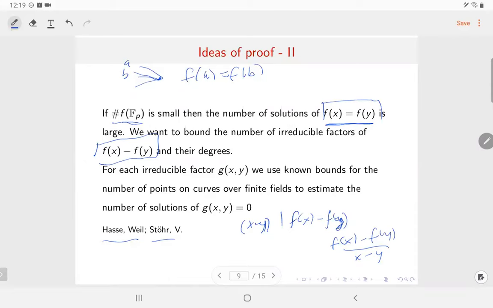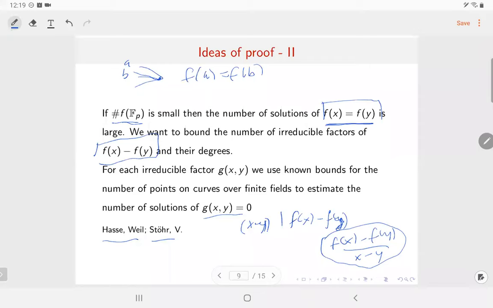And again, this talk is also me trying to incentivize people to look at these problems again. I think there's lots of work to be done on finding upper bounds for the number of solutions of equations over finite fields when the degree is large, when the Weil bound is not useful. So for each irreducible factor of this polynomial, we're going to apply some bound, and that sort of leads the way to proving our theorem.